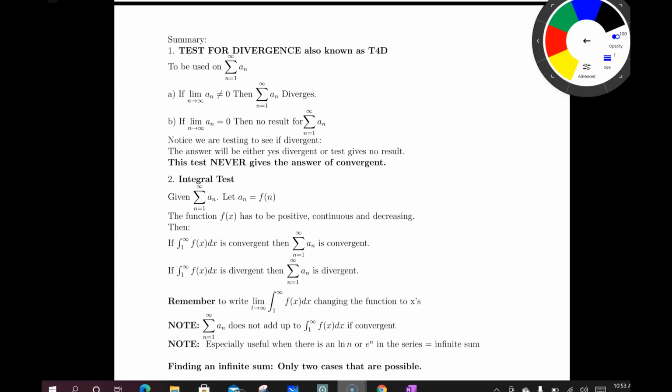All right, so here's a recap of all of the tests we know. Remember, we use tests on series. Test for divergence: we find out if it diverges or if we have to do another test, and that's by taking the limit of the nth term.